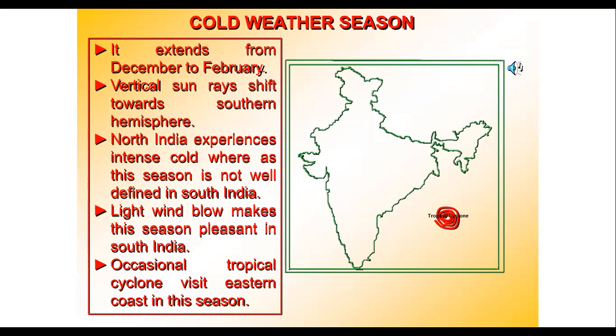During this season, the northeast trade winds prevail over the country. They blow from land to the sea, and hence, for most part of the country, it is a dry season. Some amount of rainfall does occur on the Tamil Nadu coast from these winds because these winds blow from sea to land.